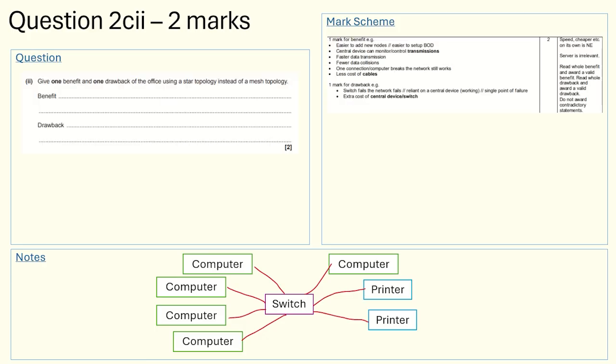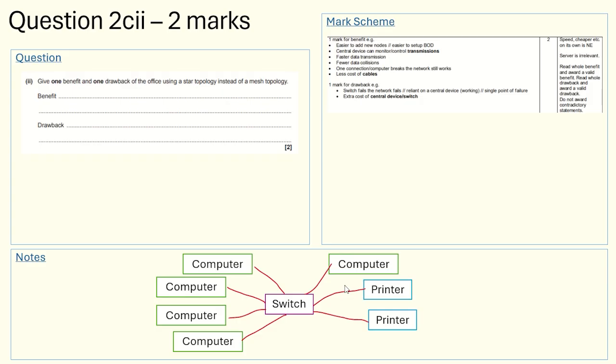Let's move on to question 2CII. This question's worth 2 marks. We're still on the subject of network topologies. And this question states, give 1 benefit and 1 drawback of the office using a star topology instead of a mesh topology. So we're trying to think of 1 advantage of having our network set up like this in the star topology as opposed to a mesh, and 1 drawback of having it set up like this as well.